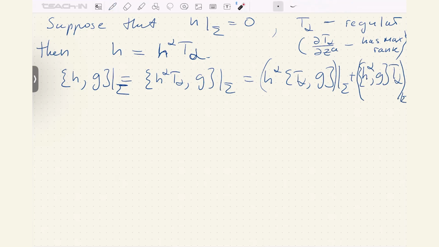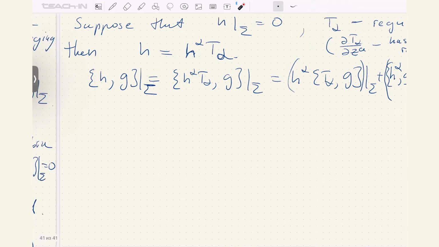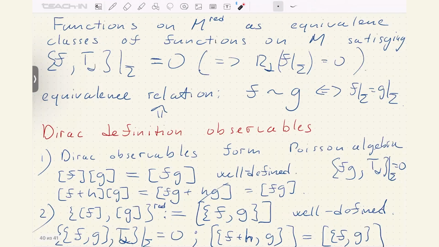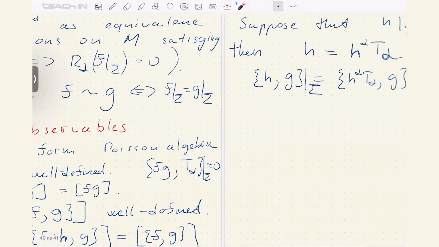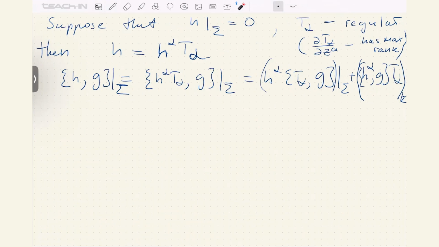So the first term is 0. Why? Because G is a first-class function. It means that its bracket vanishes. You remember our definition. We call Dirac observables functions which commute with first-class constraints on sigma. So that's exactly what we get here. And for this second term, everything is simple. It is just proportional to T alpha. So it vanishes on sigma by definition.